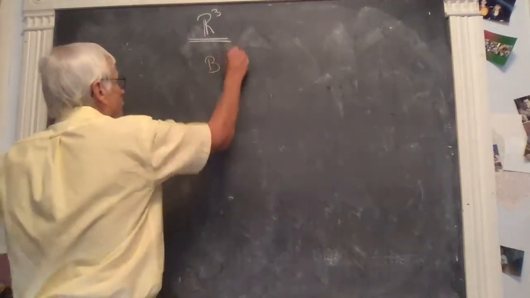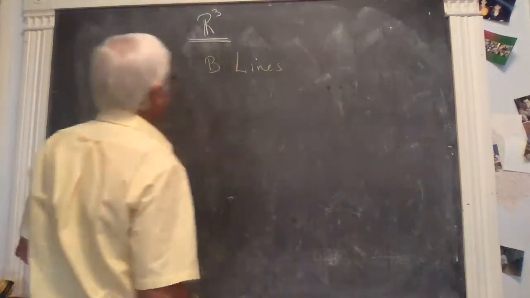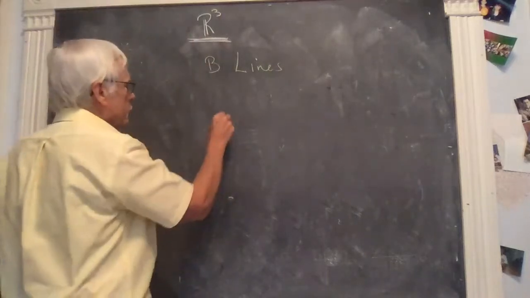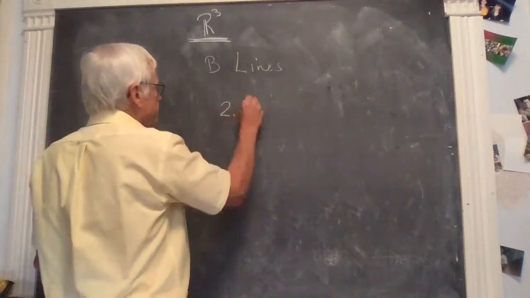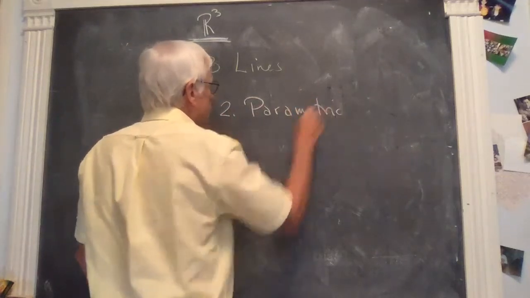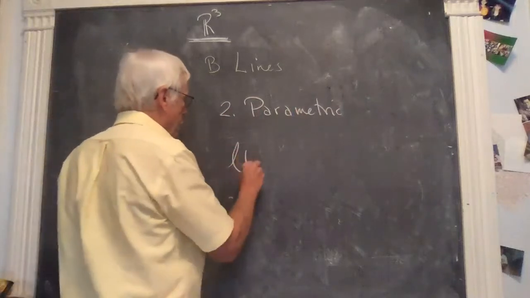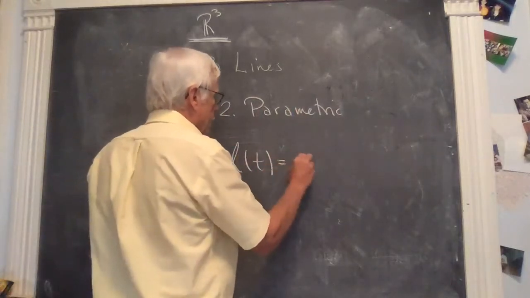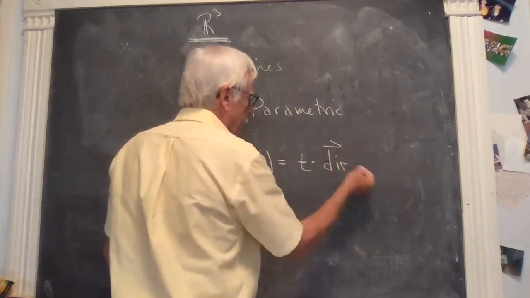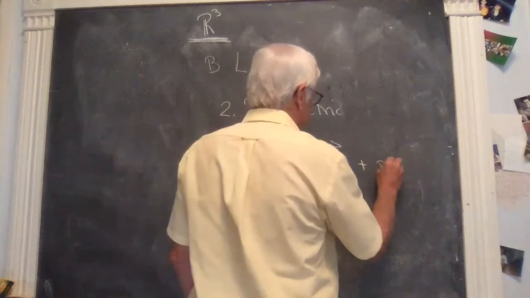So let's try lines. We want to look at lines in 3-dimensional space. And here, probably the easiest is the parametric form. The parametric form of a line anywhere is the same. L of t is t times a direction, and there's only one, so dir1, plus a point on it.